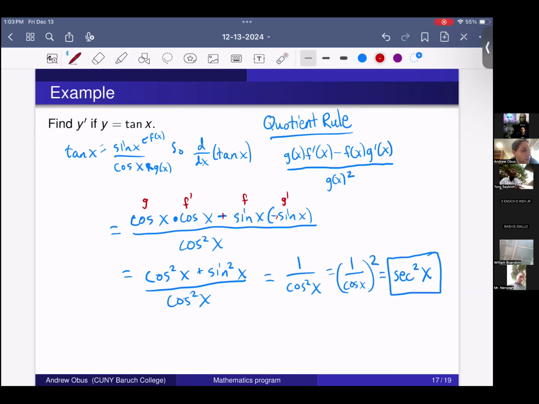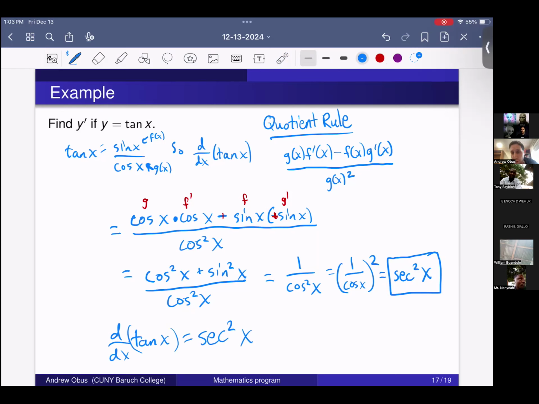So this is it. Because you know the derivative of sine and the derivative of cosine, you can use the quotient rule and simplify everything, and you end up getting that the derivative of tangent of x is secant squared x. I'll just rewrite this, and then we'll be done because we're out of time. So the derivative of tangent of x is equal to secant squared of x. That's how this works with the quotient rule.